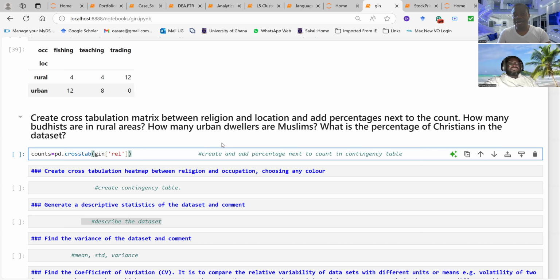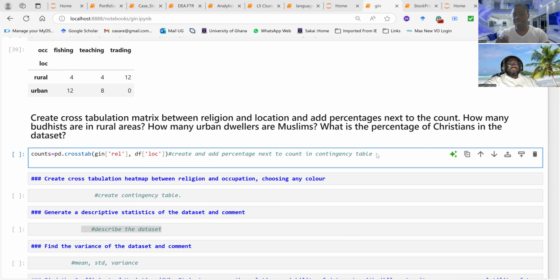Okay. You do REL for religion. You bring a comma after the square bracket. Then you do df, the name of the data set. And we are going to pick the next item, which is what? Location. Location is LOC. So you do this, and then bring your LOC for location. That is the first part. Okay. I'm not going to run this yet because we are creating something, because I want to add a percentage because it says add percentage. So still in that cell, let's add a percentage.